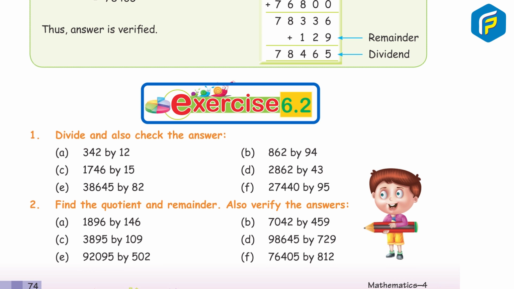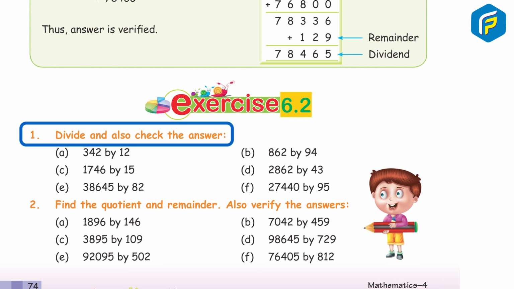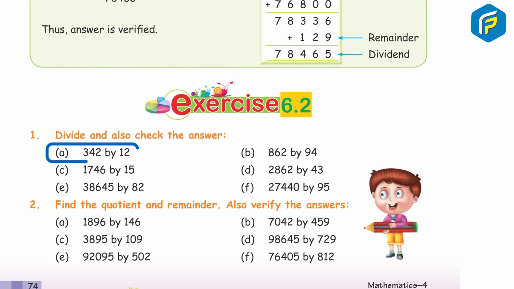Exercise 6.2. Question 1. Divide and also check the answer. A. 342 by 12. Answer 28.5. B. 862 by 94. Answer 9. C. 1746 by 15. Answer 116. D. 2862 by 43. Answer 66. E. 38645 by 82. Answer 471. F. 27440 by 95. Answer 288.